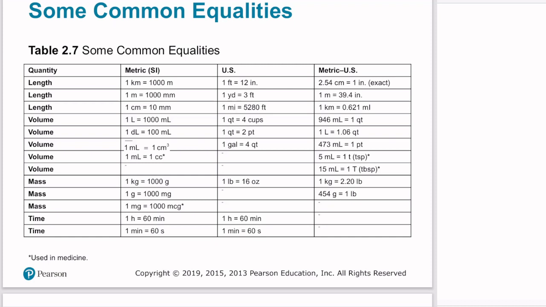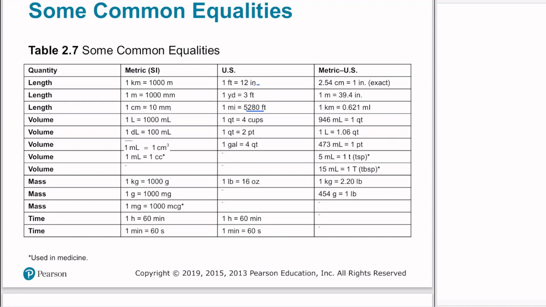Here's a chart of common equalities that can be used as conversion factors. We know that, for example, 1 kilometer is 1,000 meters, and 1 centimeter is 10 millimeters. And these do not limit our number of significant figures because we're converting within the same system. 1 foot is 12 inches. That's also a defined quantity. 1 yard is 3 feet. 1 mile is 5,280 feet. We get these numbers by definition, and therefore they do not limit our number of significant figures.